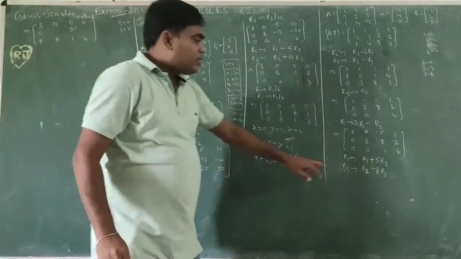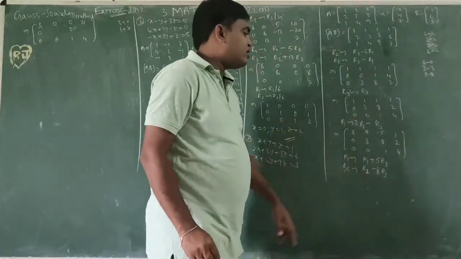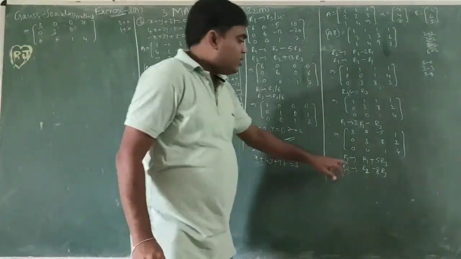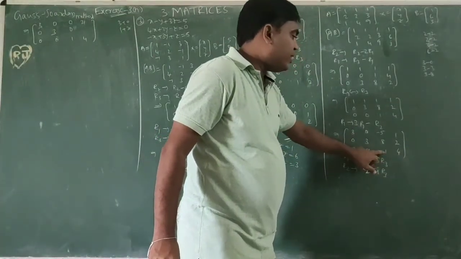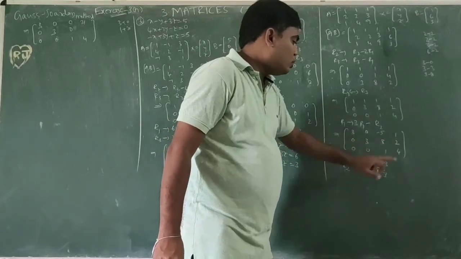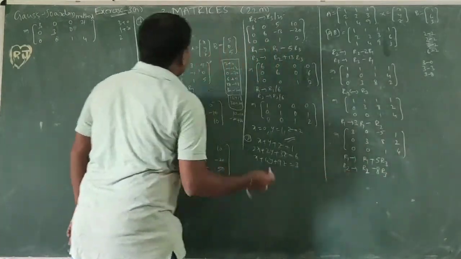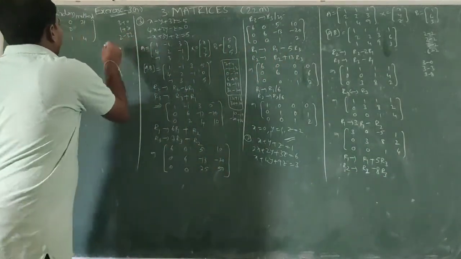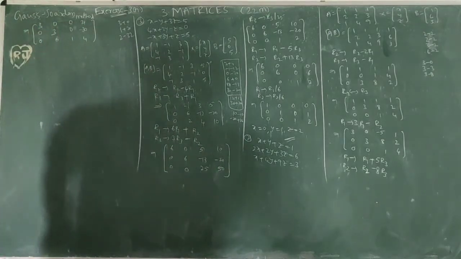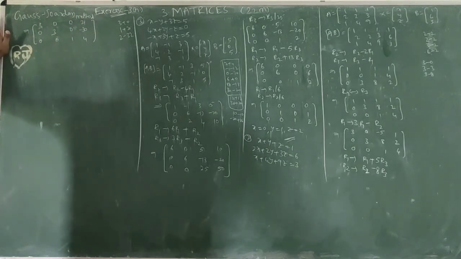Next, this is 3 minus 8 into 0, 0. 3 minus 0, 3. Next, this is 8 minus 1 into 8, 8 minus 8, 0. Next, 2 minus 8 into 4, minus 32. 2 minus 32, minus 30. Okay, now we got this one. This is a diagonal matrix. It is converted to a diagonal matrix.